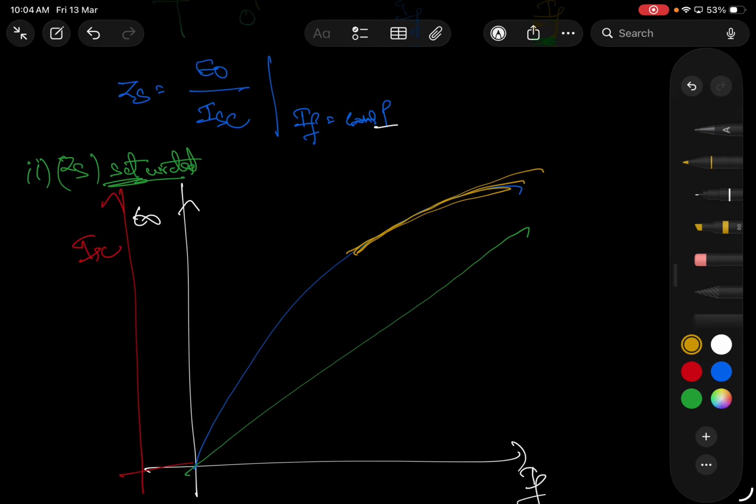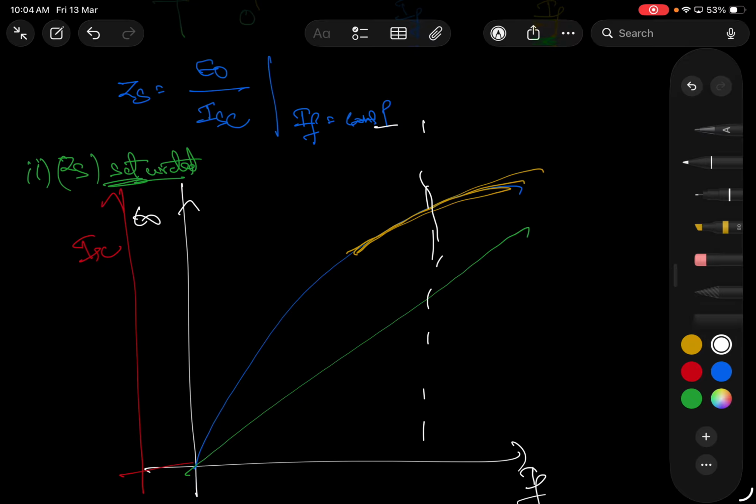Now what is the heading here? ZS saturated. That means in order to find the ZS saturated, I need to locate these points in the saturation region. I need to locate this dotted straight line in the saturation region.